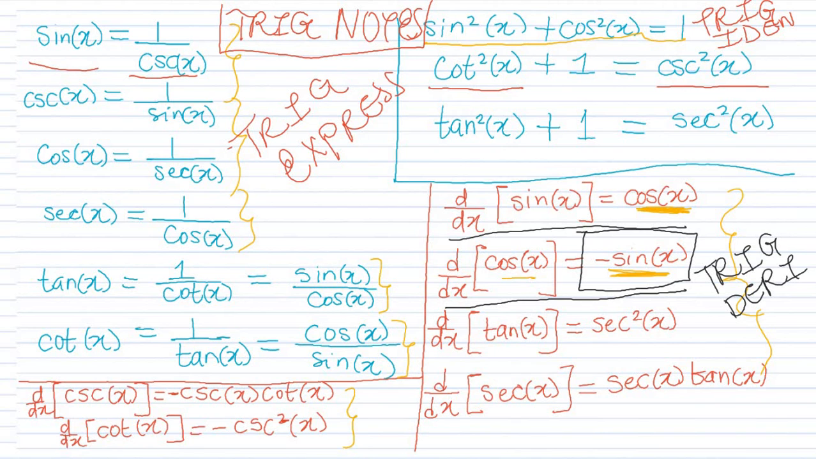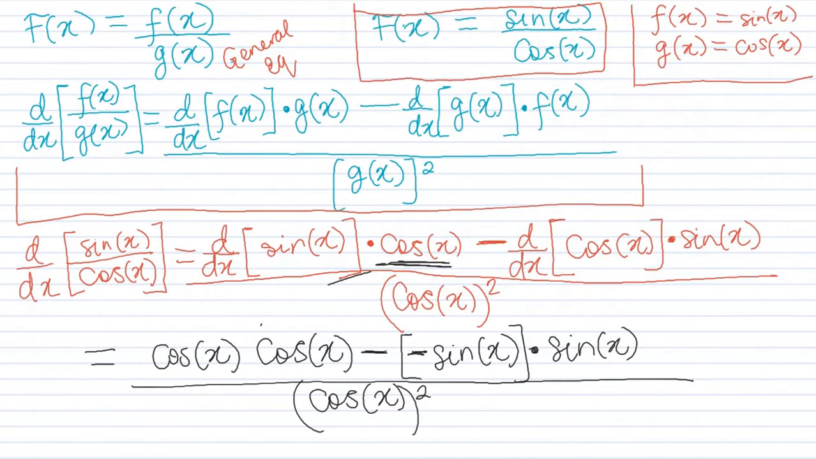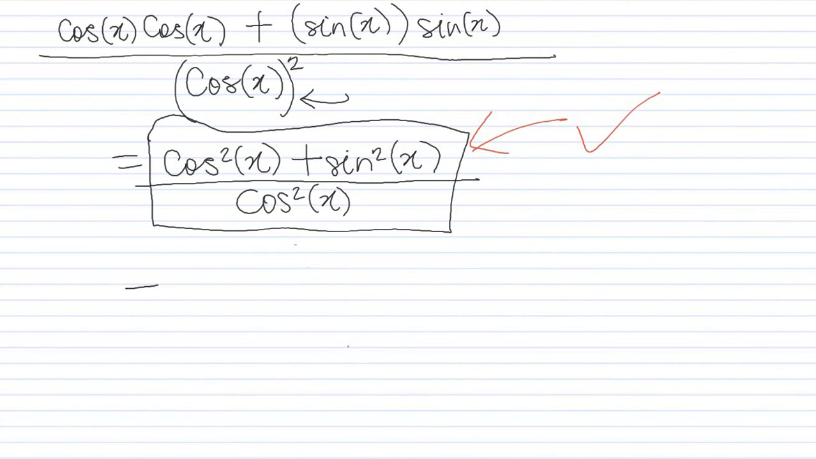So what can we do? Well, remember what we have is cosine squared of x plus sine squared of x. Cosine squared of x plus sine squared of x is the same thing as sine squared of x plus cosine squared of x. So what does that equal? It equals 1.